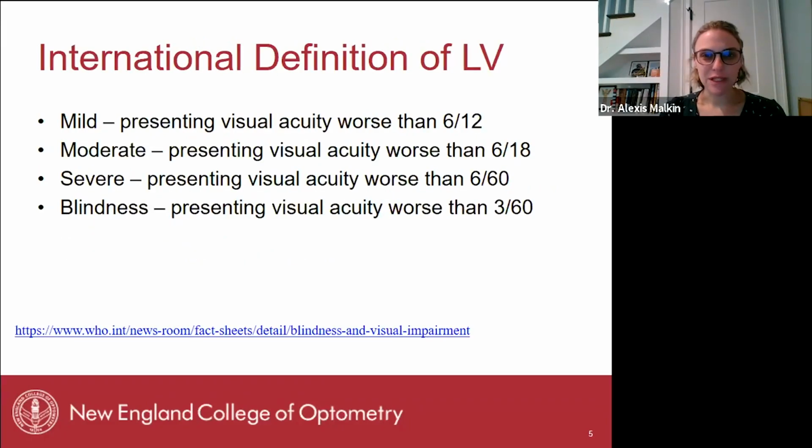Internationally, the categories of low vision are defined as mild, which would be presenting visual acuity worse than 6/12 or 20/40. Moderate, which is presenting acuity worse than 6/18, which is about 20/60. Severe, which is worse than 6/60 or 20/200. And then the international definition of blindness is 3/60 or 20/400. Similar categories here in the US, though we define legal blindness at 6/60 or 20/200. So I think this again goes to the importance of using the functional definition because the categories may vary depending on where you're practicing.